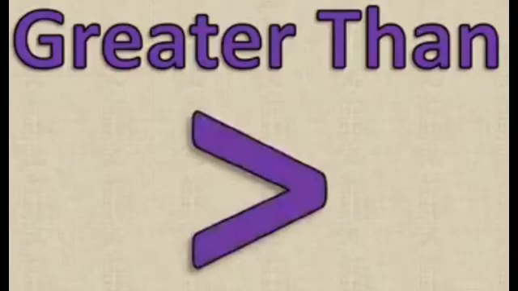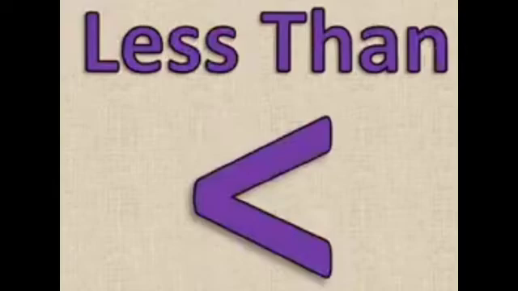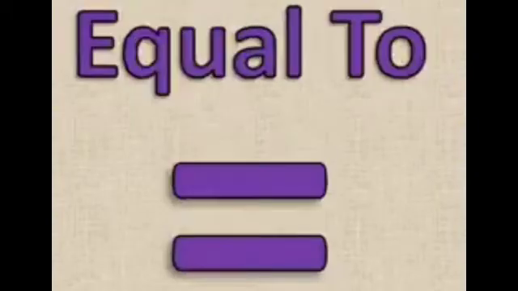So kids, when the crocodile opens his mouth towards its right, it is called greater than sign. When he opens his mouth towards its left, it is called less than sign. And when he opens his mouth both the sides, what is it called? Equal to. Right? So children, now let's do some exercise in our classwork book.